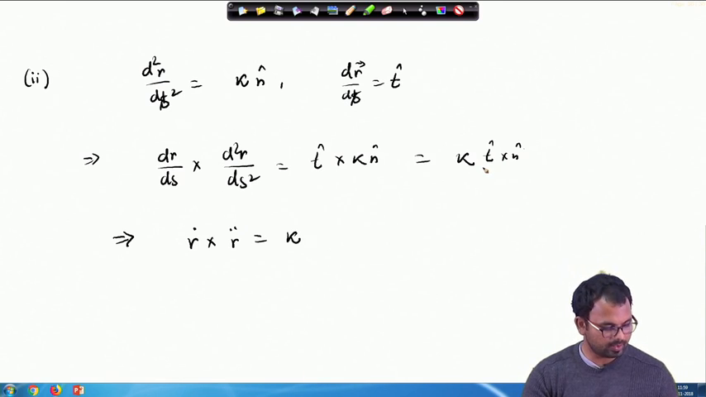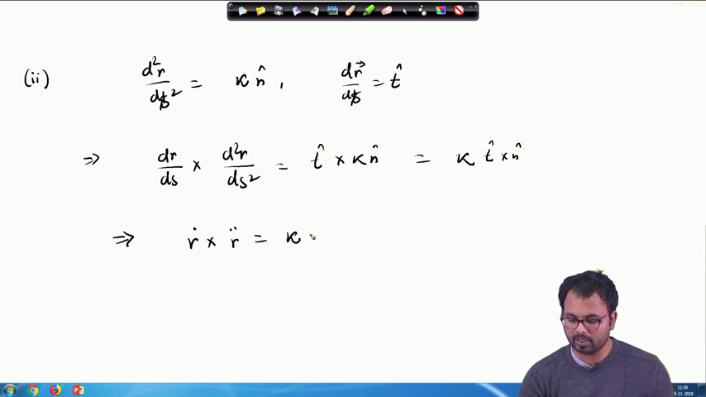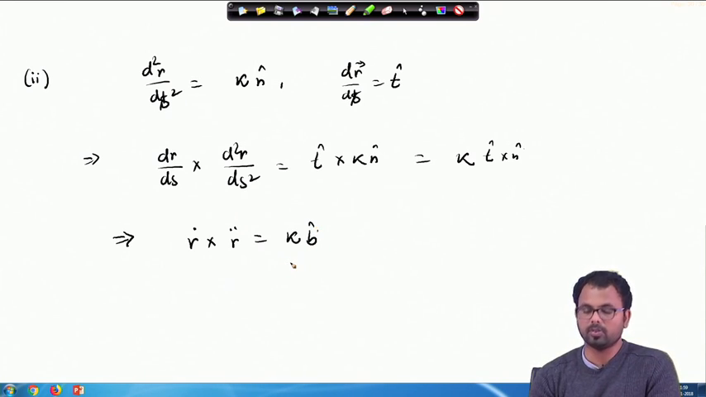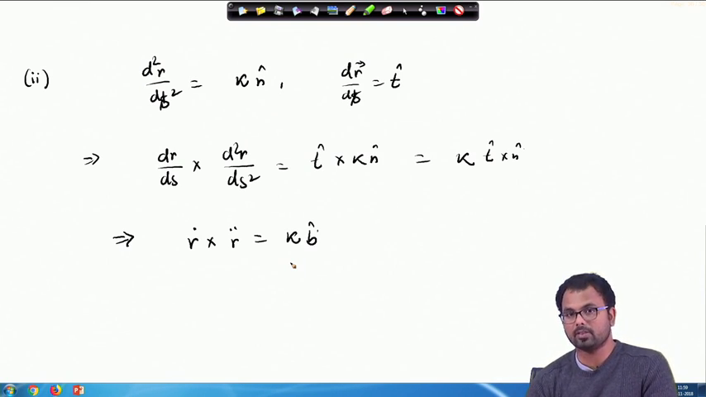So, let me just verify the formula. t cross n is basically our b cap, so I can write b cap here. You see, r dot cross product with r double dot is basically kappa times b cap, and these dots are taken with respect to s only.